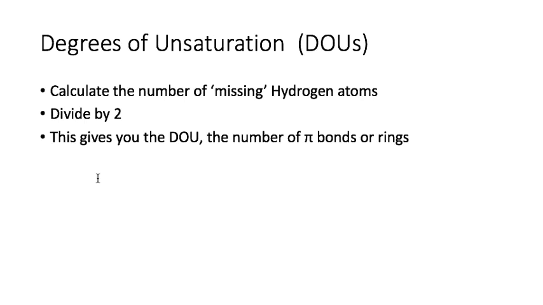Now, this is sort of a summarize. First, you need to calculate the number of missing hydrogen atoms, then you divide it by 2, and this gives you the degrees of unsaturation, which tells you the number of pi bonds or rings in your molecule.